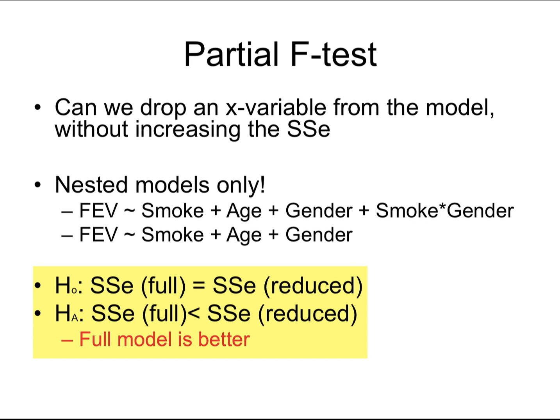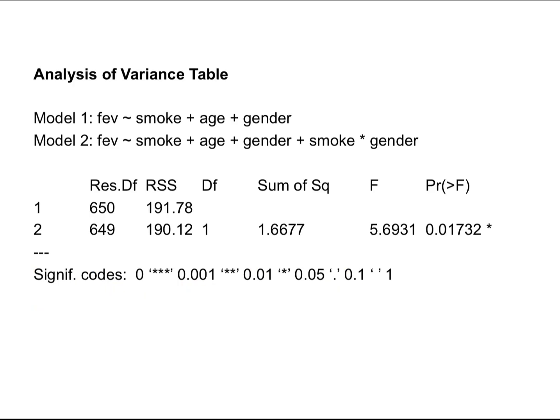Our alternative hypothesis is that the sum of squared error of the full model is less than the sum of squared error of the reduced model. The full model is better. Here's our output from the partial f-test.